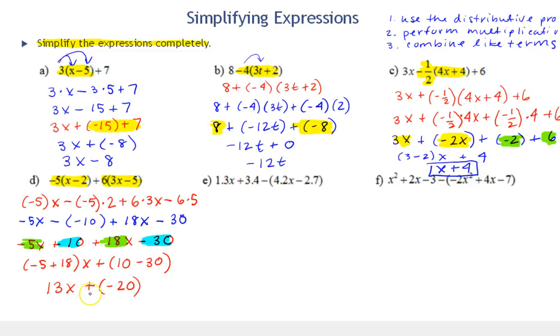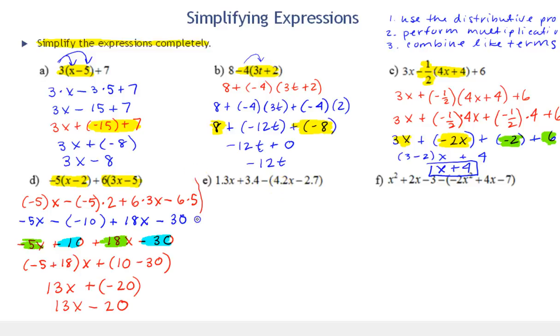And finally, again, we don't like to keep negative numbers in our final expression, except if it's a term out front like this one. So we're going to change this to 13x minus 20. Okay, and now that's our simplest form. We can't perform the subtraction because 13x and 20 are not like terms. Let's look at the next one.